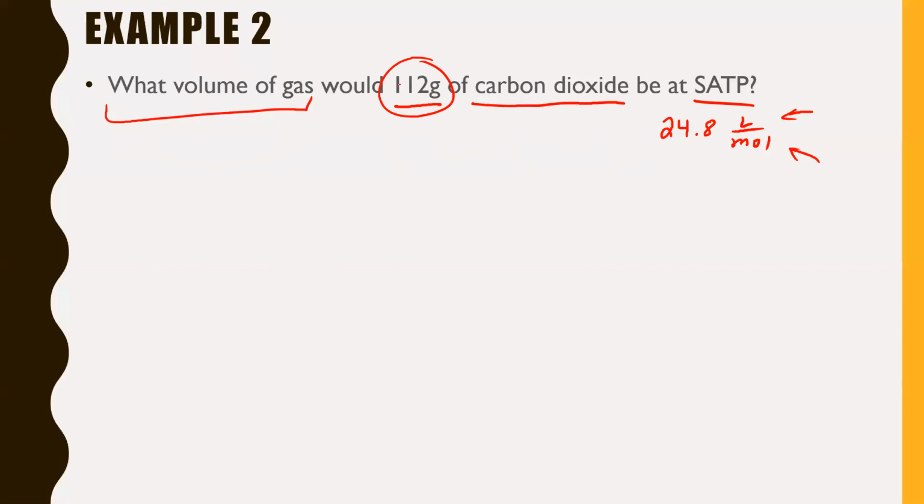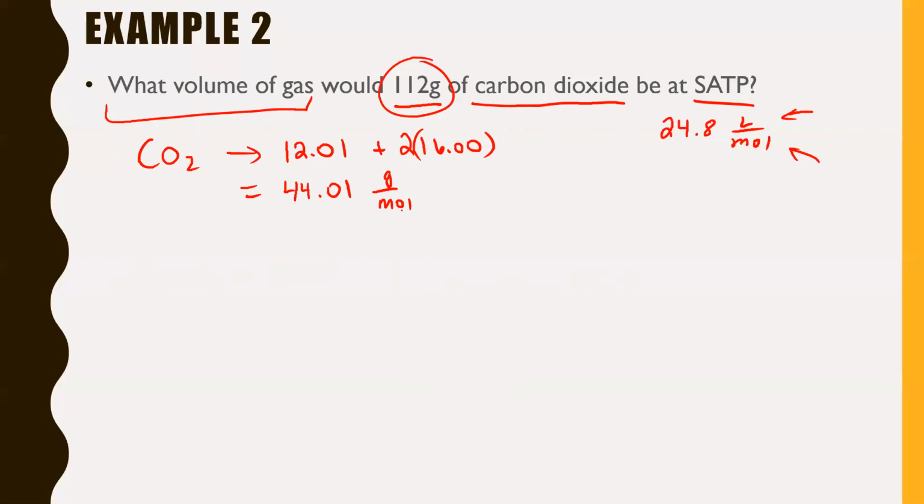Okay, so 112 grams of carbon dioxide. Let's first figure out what our molar mass is of carbon dioxide. Carbon dioxide is CO2, so that means we have 1 carbon, 2 oxygens. The molar mass of carbon is 12.01, plus the molar mass of oxygen is 16.00, but you're going to need to multiply that by 2 because there's 2 of them in there. So 12.01 plus 2 times 16 is actually going to give you 44.01 grams per mole. That's the molar mass of carbon dioxide.